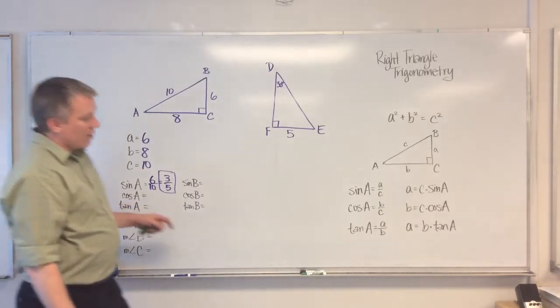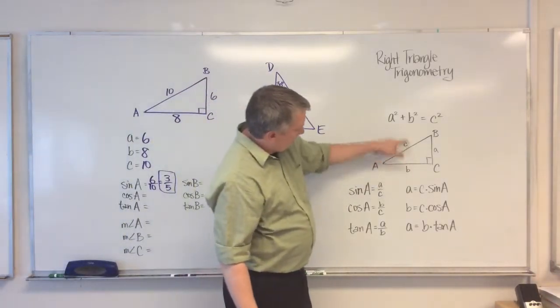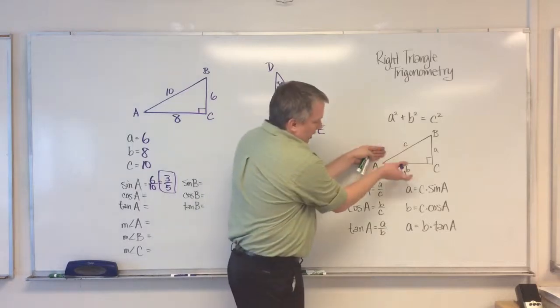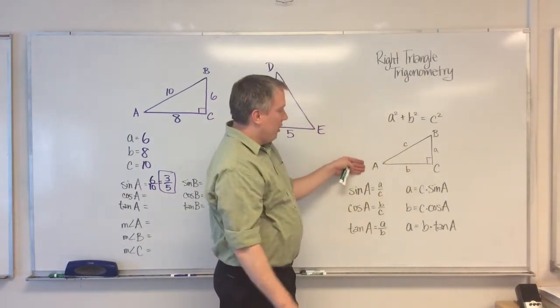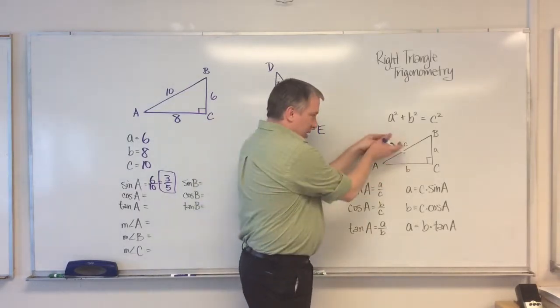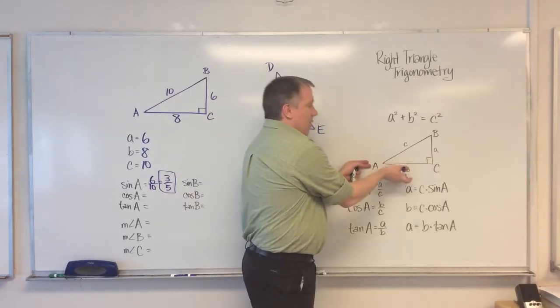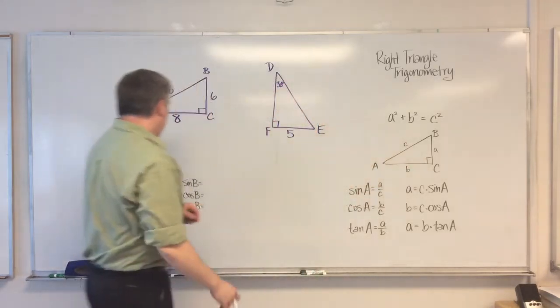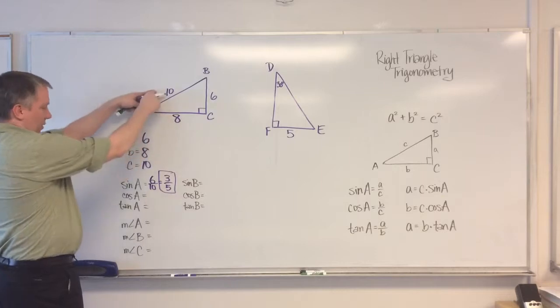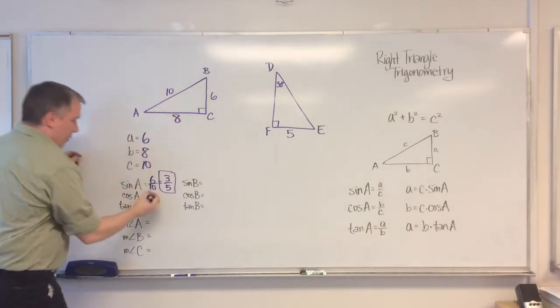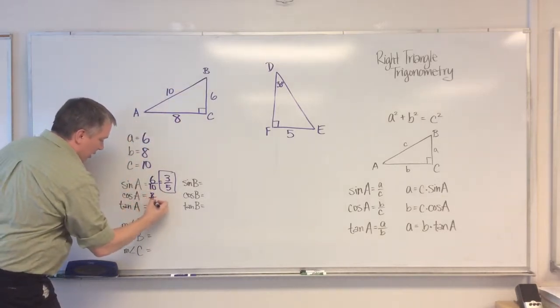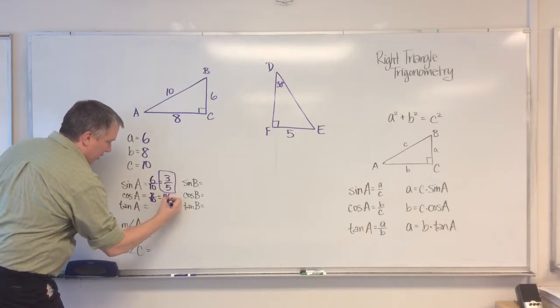Cosine of A. Cosine here is b over c. It's the adjacent one, the one that's connected to that angle, other than the hypotenuse, which has its own name, over the hypotenuse. So we would get 8 over 10, the adjacent over the hypotenuse, which reduces to 4/5.